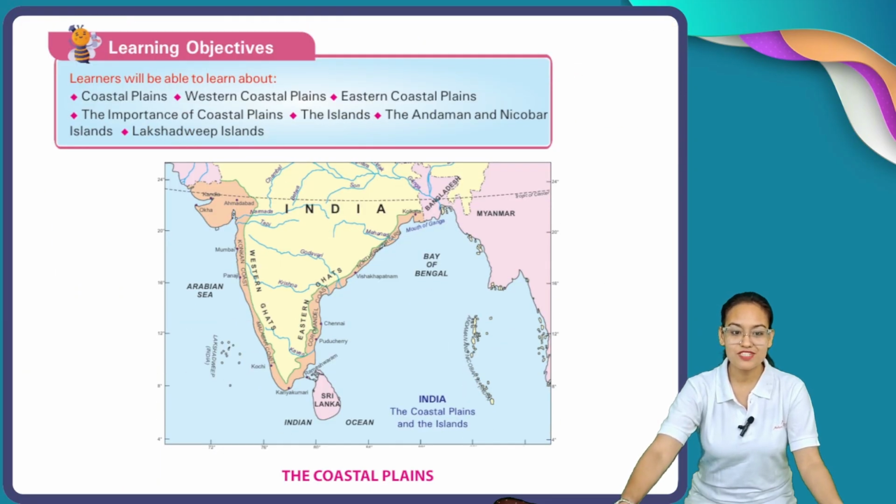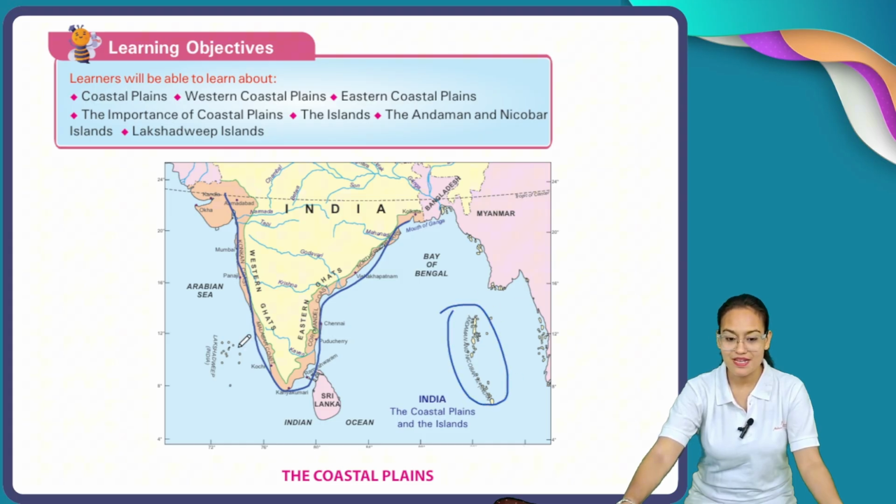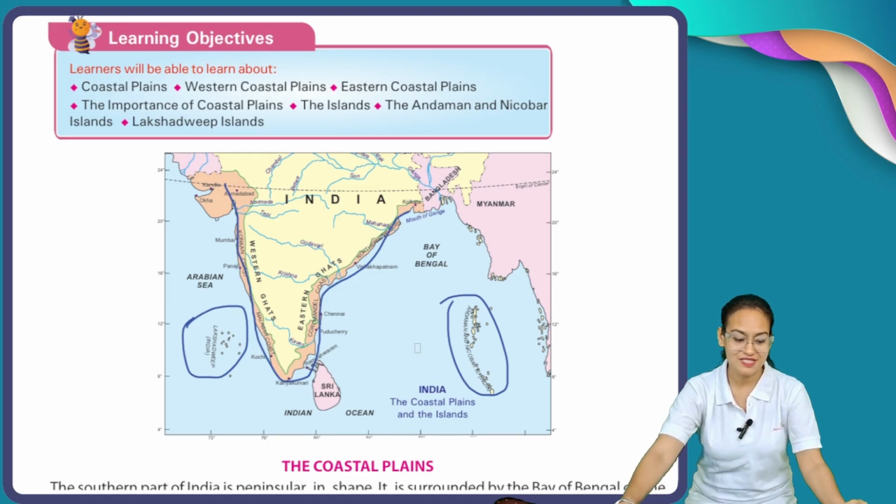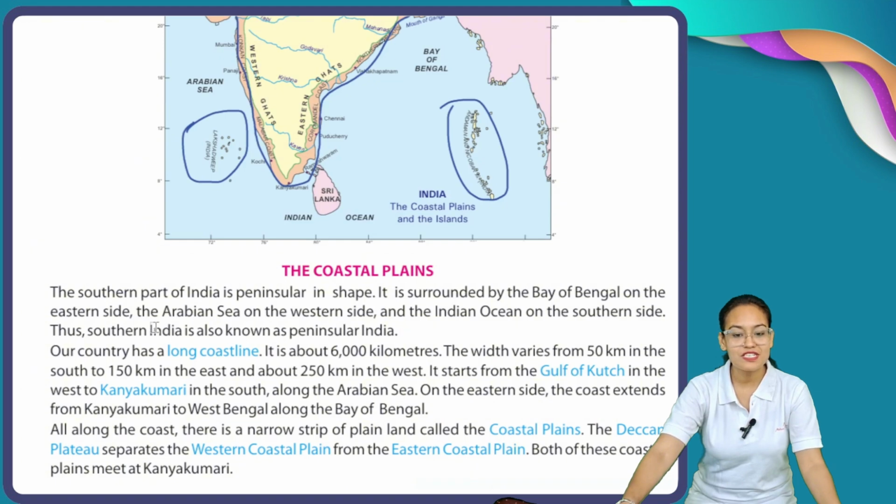So this is the physical map of India. You can see this portion which is covered with orange color. This is your coastal area. Okay, and this is your Andaman and Nicobar Island, and this is your Lakshadweep Island. So in this chapter, we are going to discuss about this. Now, the first is your coastal plain. Let's have a look here, my dear students.